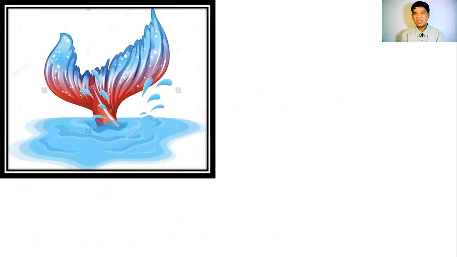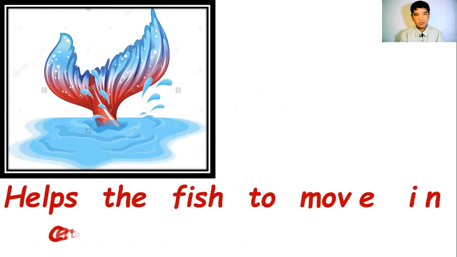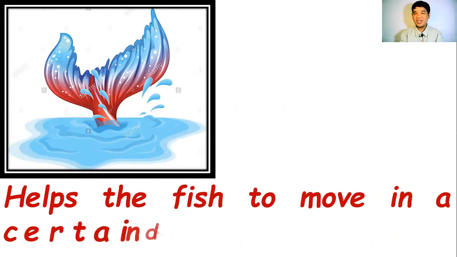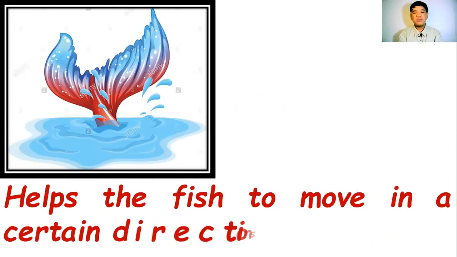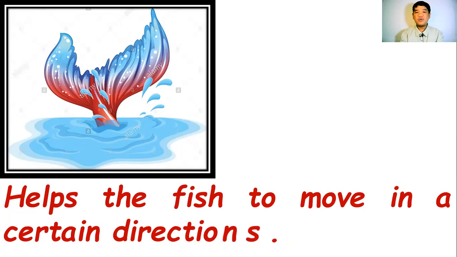Okay, how about this one? What do you call this part of the body of the fish where the function is to help the fish to move? Again, the function is to help the fish to move in a certain direction. What do you call this? Okay, the answer is tail. Very good.